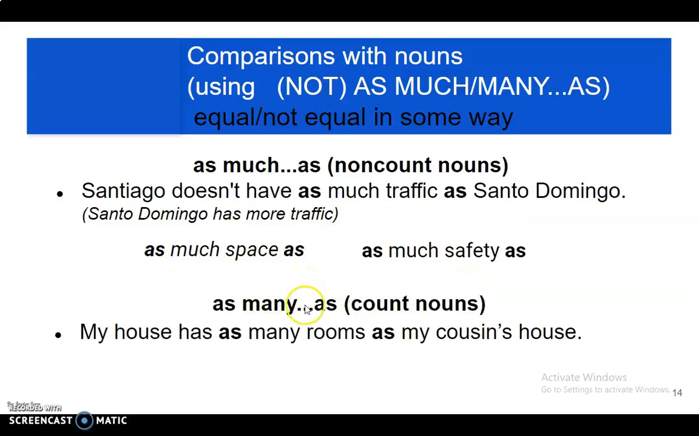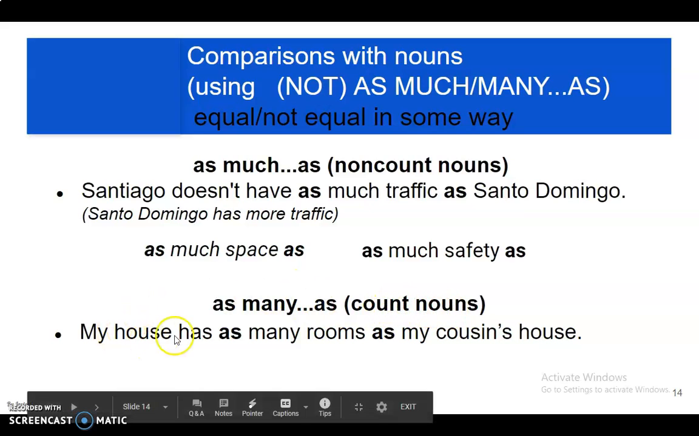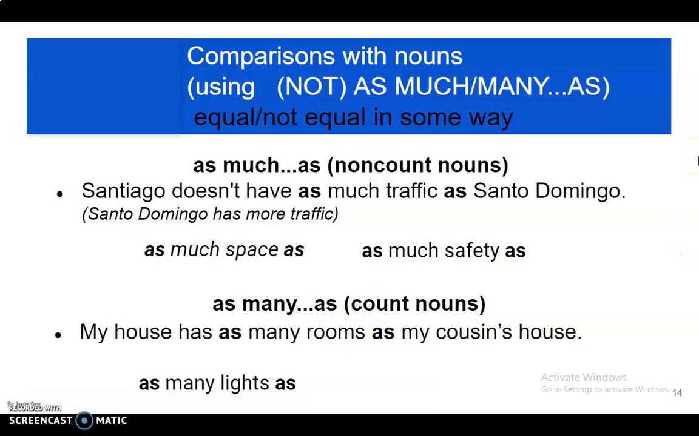As many as is used with count nouns. I could say my house has as many rooms as my cousin's house. Here I'm using rooms because it is count. Other examples are as many lights as, as many cars as.